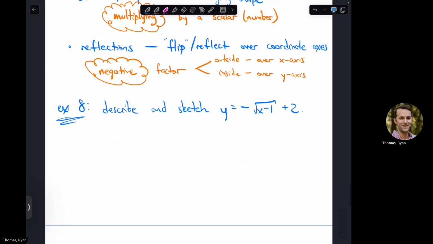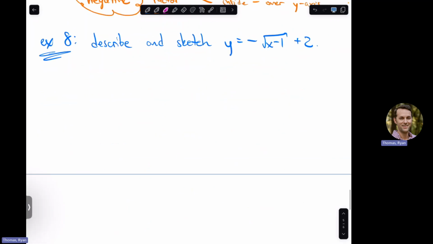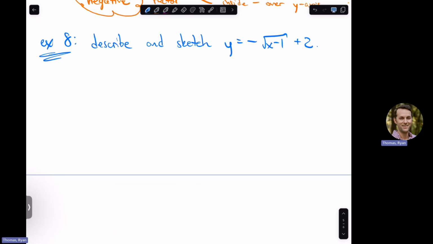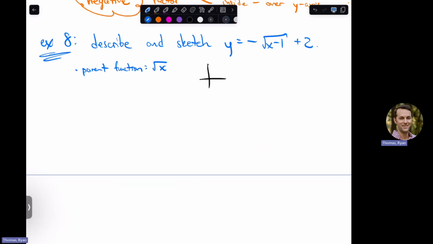So here, if it'll let me scroll, here's an example. This is 8 from the notes. Describe and sketch y equals the negative square root of x minus 1 plus 2. Okay, what kind of function is it? Square root. What does the square root function look like? Thank you, Carly. Like that. That's before I do anything else to it.